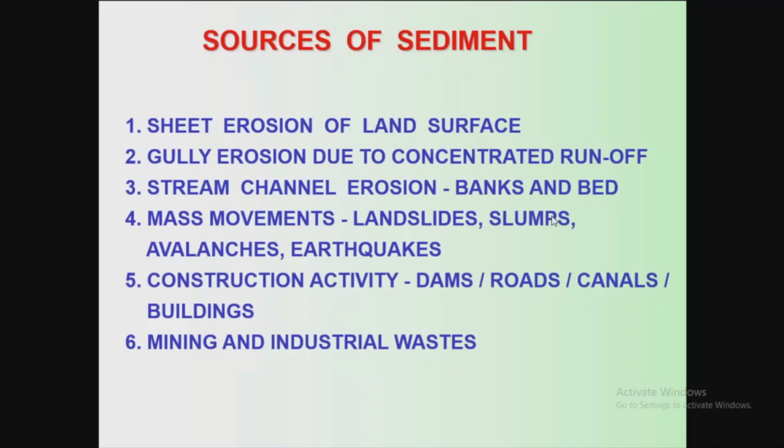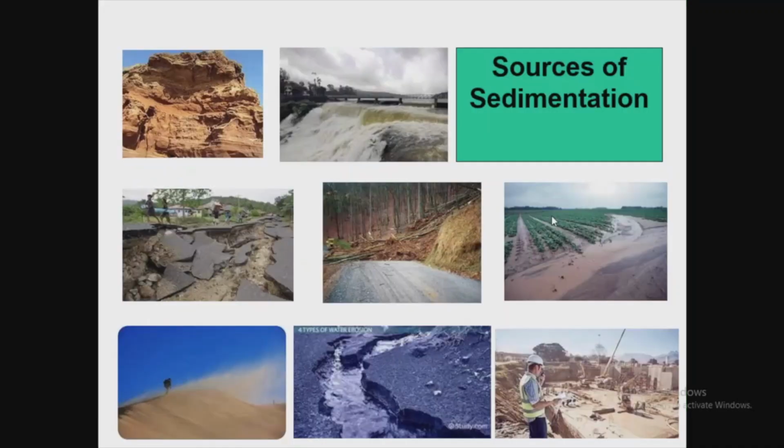Then there will be mass movements also: landslides must be there, avalanches must be there, earthquakes must be there, construction activities must be there, mining activities must be there. You can see the number of photographs I've gathered here. You can see the rock type is sedimentary type, so it may crumble anytime and go with the flow of the water.